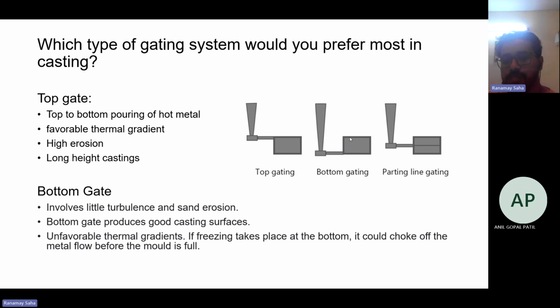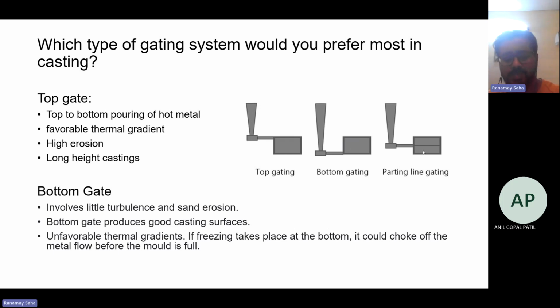Even before the mold is full, if this layer freezes up, then the inlet port gets choked, and there will be very big voids and cavities left inside. So that will actually give a very quick product at the end.